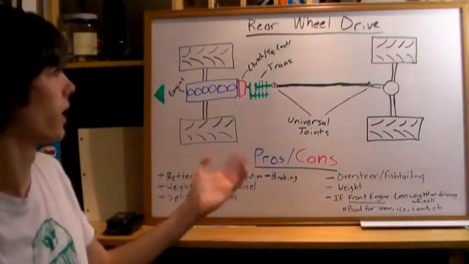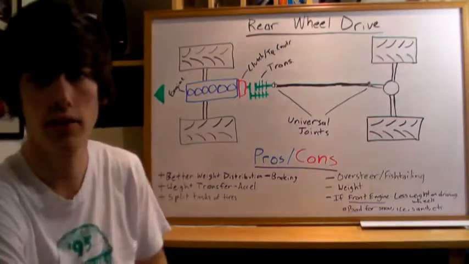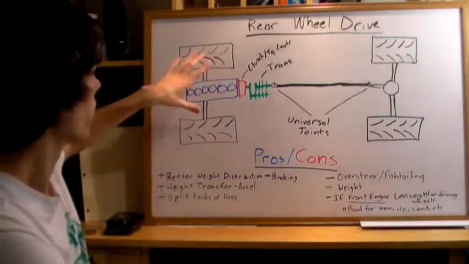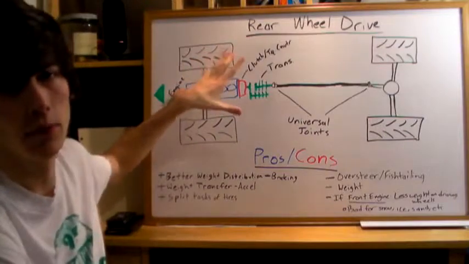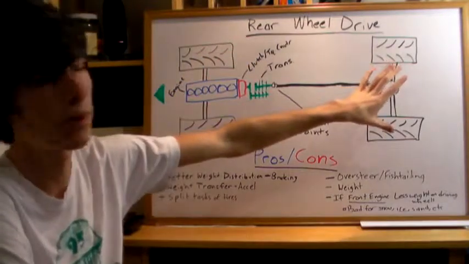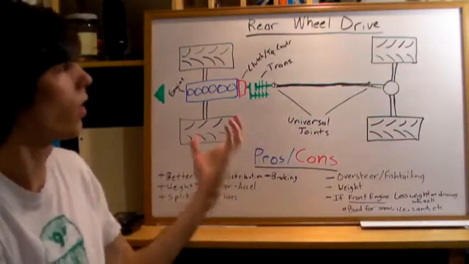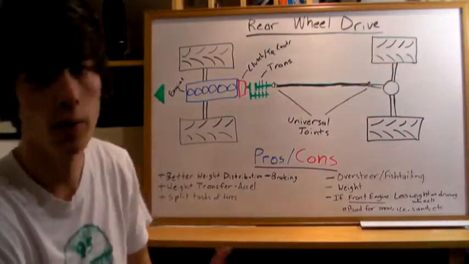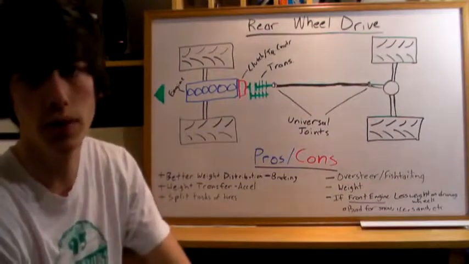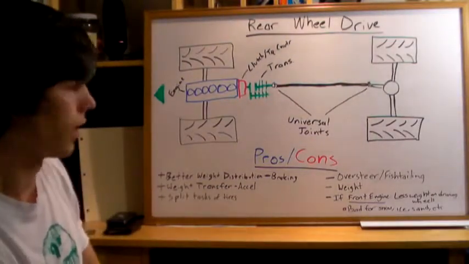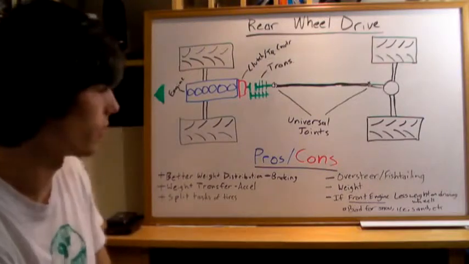And another big advantage is that it splits the tasks of the tires, and this is much better for handling. You've got the front steering and doing most of the braking, and you've got the rear accelerating and doing some of the braking, and so that'll also help with tire wear. It'll be much more even in a rear-wheel drive car than in a front-wheel drive car, as long as you're not doing burnouts, obviously.